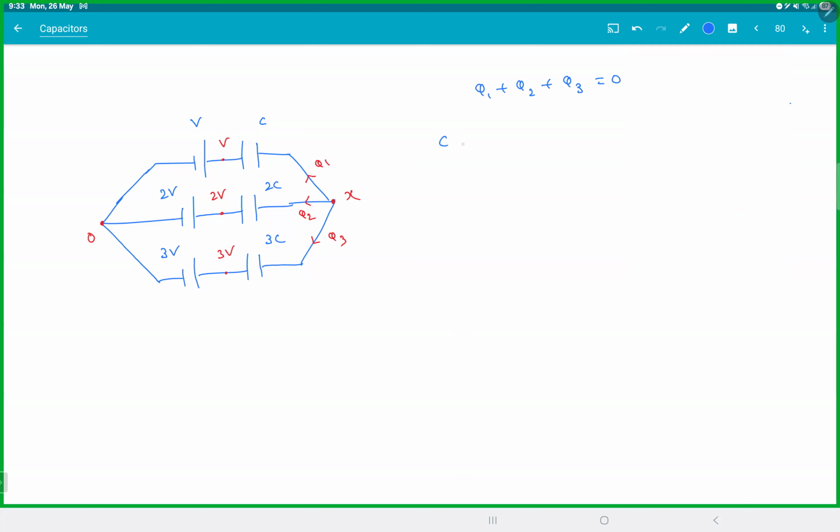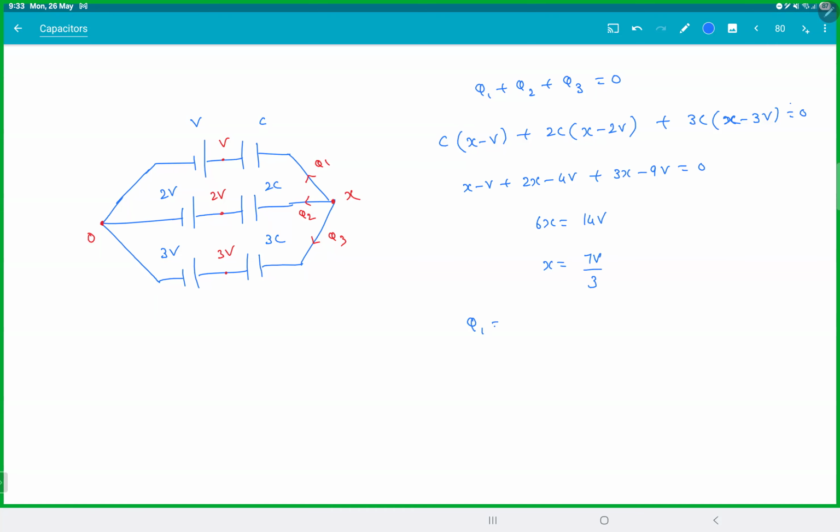So for the capacitor C1, C will be X minus V. For Q2, it is 2C into X minus 2V. 3C into X minus 3V equal to 0. C gets cancelled. We get X minus V plus 2X minus 4V plus 3X minus 9V. We get 6X is equal to 14V and we get X is equal to 7V by 3. That point of potential is 7V by 3. Yeah, and then you're done.